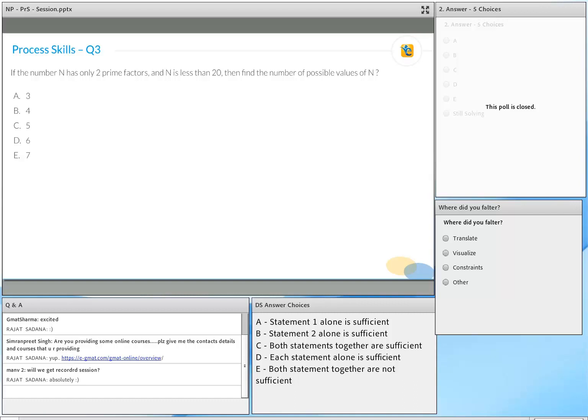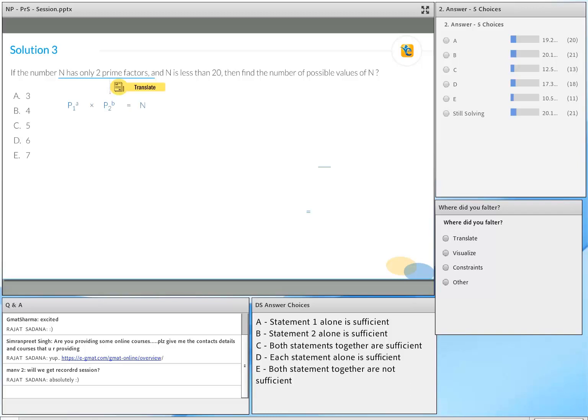Now, in this question we are going to see the plugging in of numbers, or taking numbers, as the right strategy. But I want you to look at when it is that I start to take in numbers. So let's look at that now. Essentially what's given to us is that n has only two prime factors, and n is less than 20.